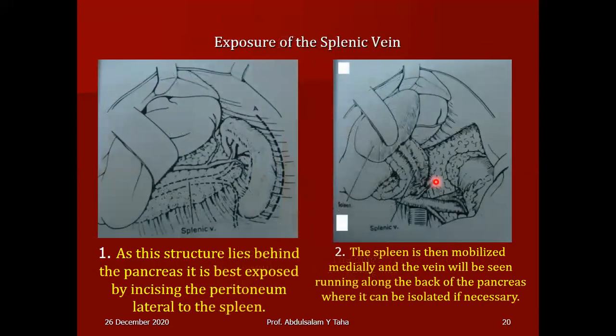What about the splenic vein? The splenic vein lies behind the pancreas. Therefore, it is best exposed by incising the peritoneum lateral to the spleen and then displacing the spleen and the pancreas medially. Okay, and then the vein will be found at the back of the pancreas.